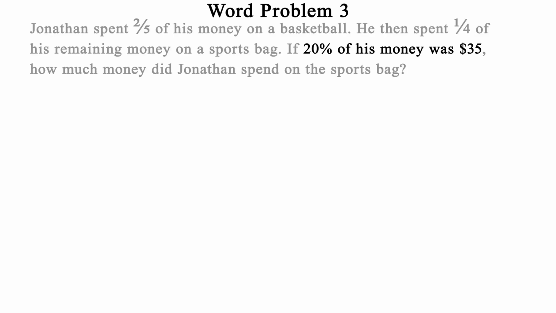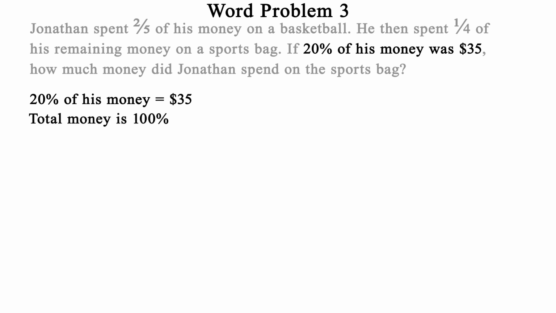when they are saying 20% of his money equal to $35. Because from this 20%, I can try to find out the total money. How much total money Jonathan has got? Because total money is 100%. I know the 20%, so I can get my 100%. So total money equal to 100%.